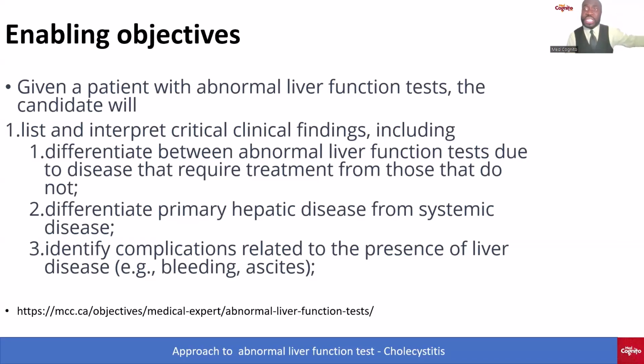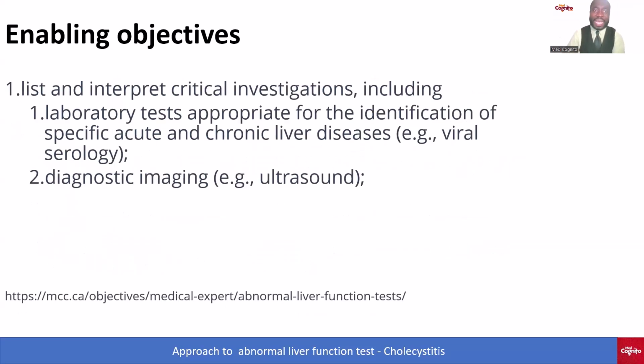We've done all this in that previous class. If you want to find it, you can let me know after the class. I will tag it in the Facebook group so that you can review it. And then identify complications related to the presence of liver disease, like bleeding, like ascites.